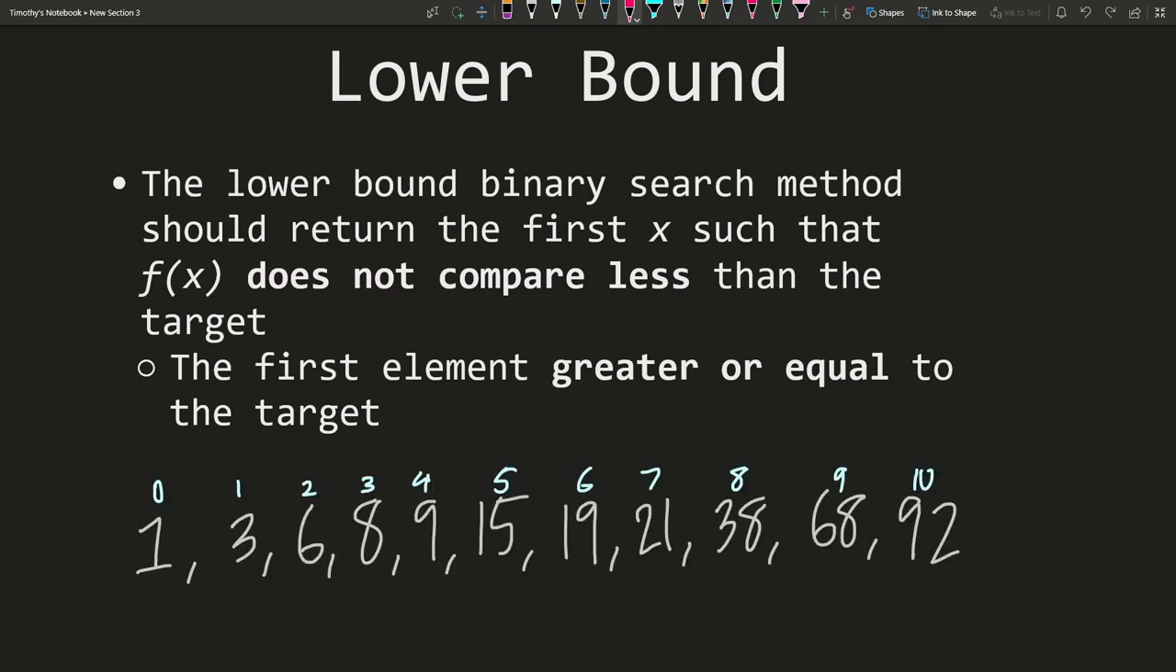So in this example here, essentially if we perform the lower bound function where our target is 20, the lower bound should return 7. And so once again, this returns the first x such that f of x does not compare less than the target. So it returns the index of the first element greater or equal to the target. So in this case, our target is 20. The first number greater or equal to the target is 21. If this list included a 20, then it would return the index of that 20.